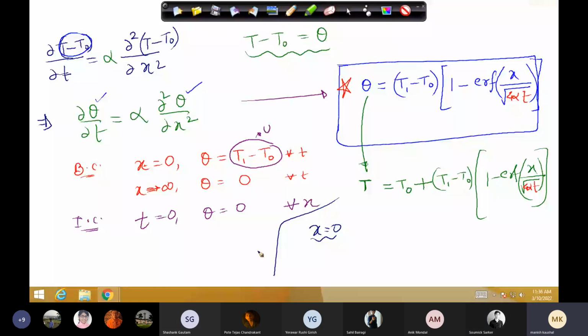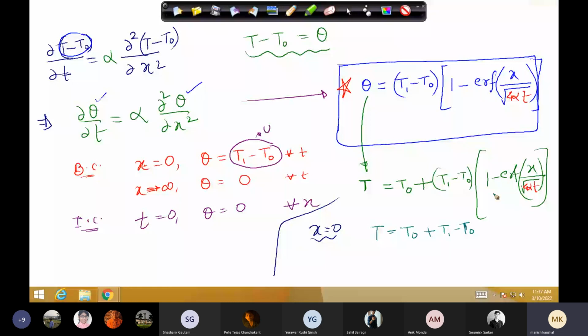Yeah, anyone. I'm going to name 0. ERF of 0 is 0. Okay. If you say so, let's see whether correct or not. So T1 minus T naught, and as you said 0, so 1 minus 0 is 1. Fine, good. So you see at x equal to 0, you are getting T equal to T1.